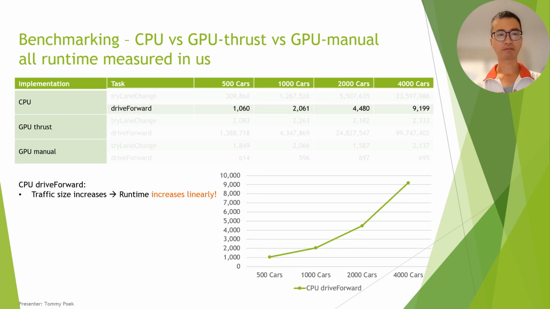If we look at the second function, drive forward, there's no if condition that would enter, and therefore the increase of runtime is linear to the increase of traffic size. As we can see, the line is fairly straight here. So that explains our intuition, which is very straightforward.